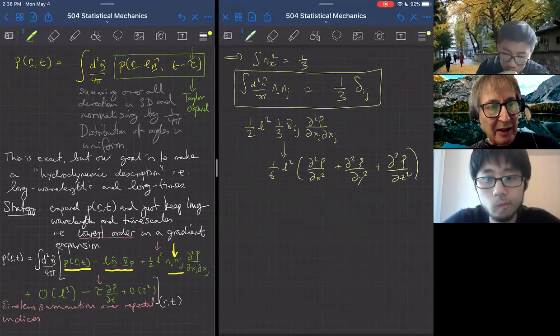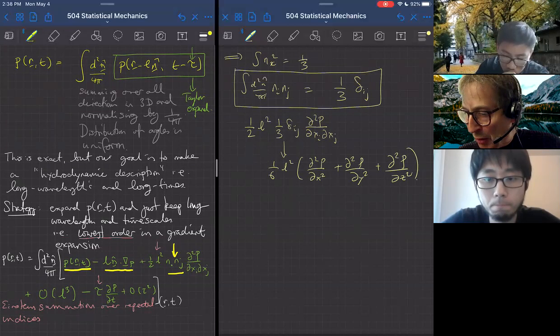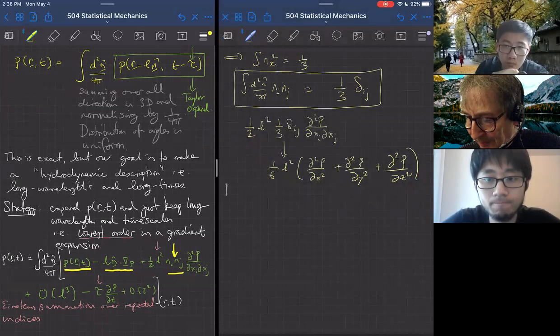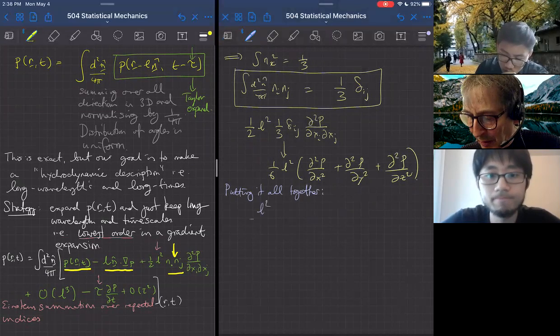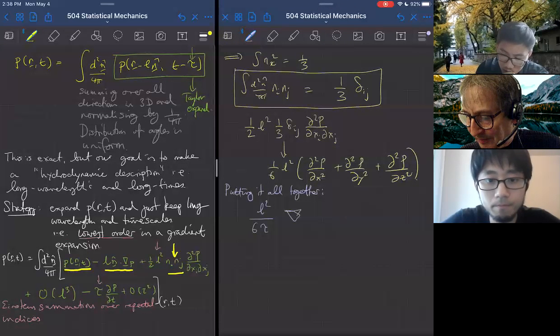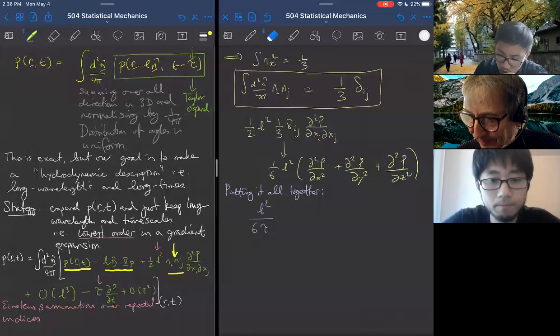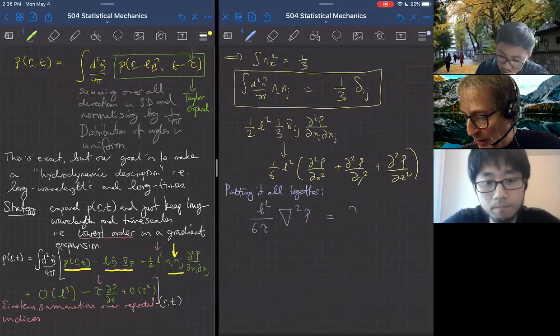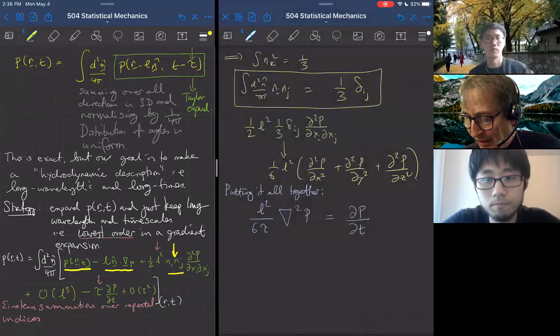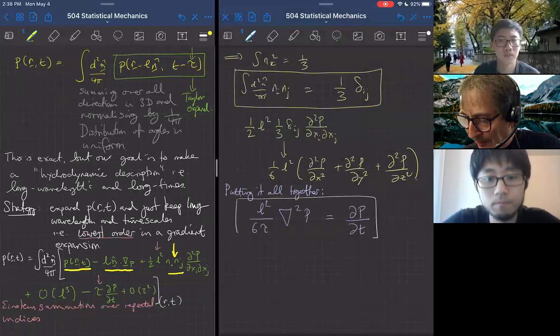So in the end, what I've just shown you, putting it all together, is that we get L squared over 6 tau del squared p is equal to dp by dt. And that equation is one that I'm sure you recognize. This is just the diffusion equation.